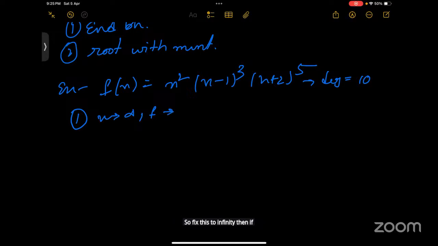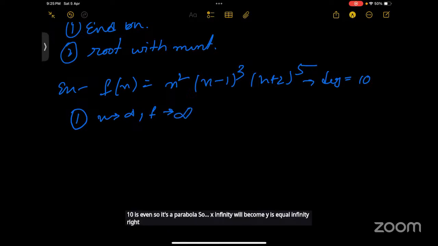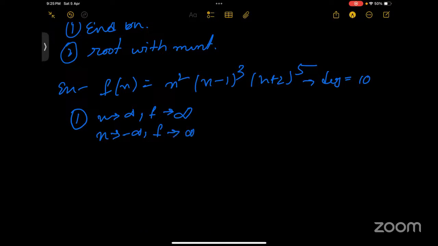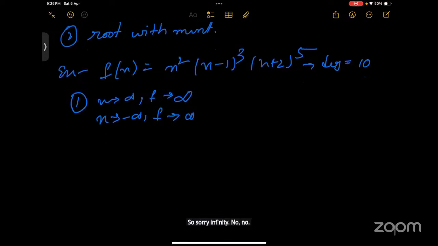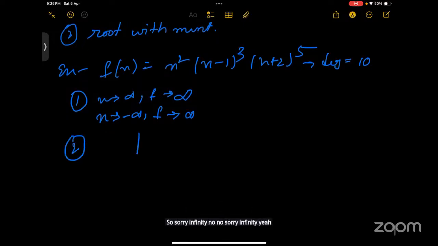10 is even, so it's a parabola. So as x goes to infinity, y will become infinity, right? And as x goes to minus infinity, y also goes to infinity. Yeah. Now we have to check the roots with multiplicity.